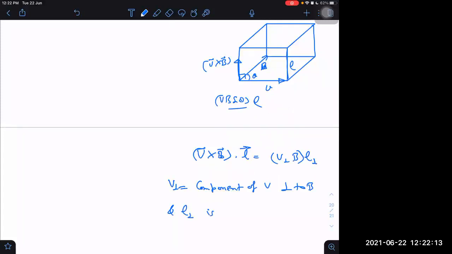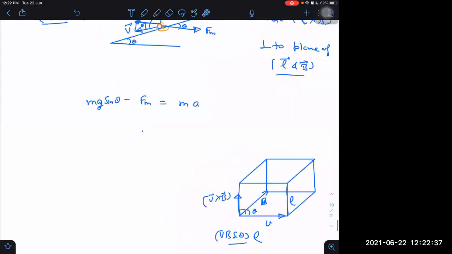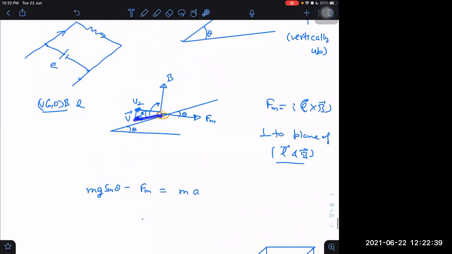L perpendicular is the component of length perpendicular to the plane of V and B. Understand the difference. L perpendicular means it is perpendicular to the plane of V and B, but V perpendicular means just the component of V perpendicular to B. This is how we find it out. In our present case, I have taken the component of velocity perpendicular to B.